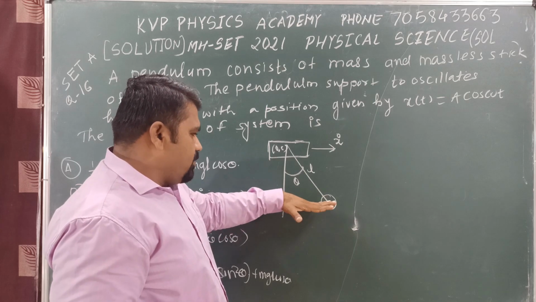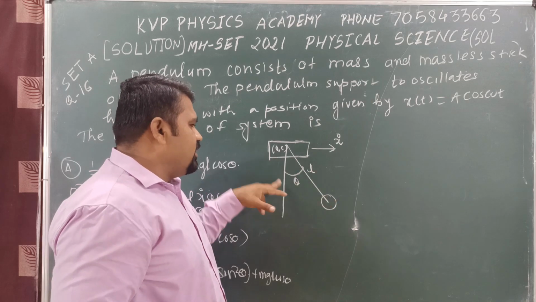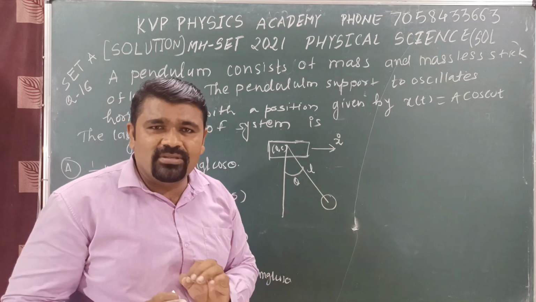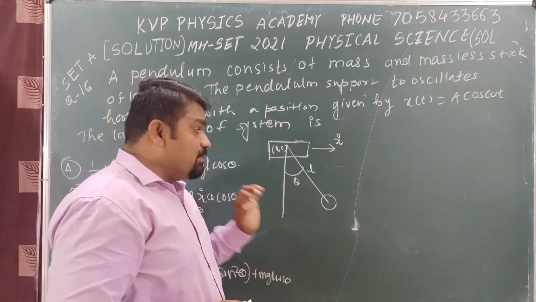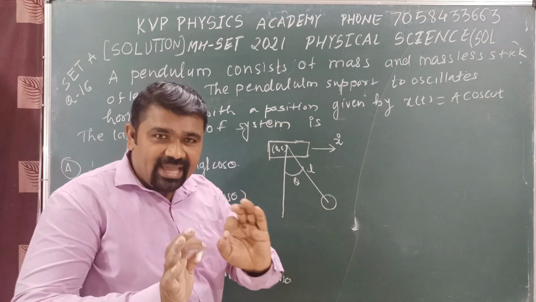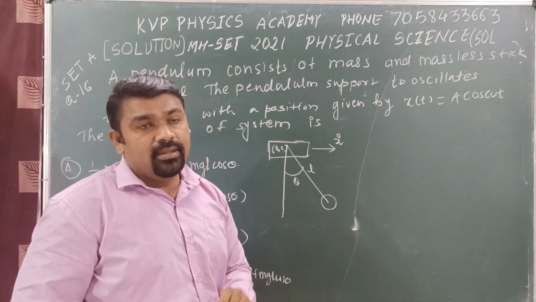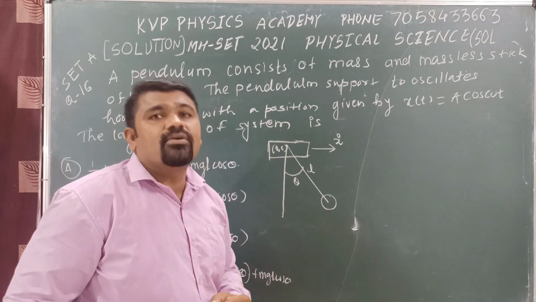Then we draw the perpendicular here. Then what is this side? This becomes L cos theta. And below the origin we take the minus. So for a rigid support, the Lagrangian is 1 by 2 m L square theta dot square, minus minus becomes plus, m g L cos theta.